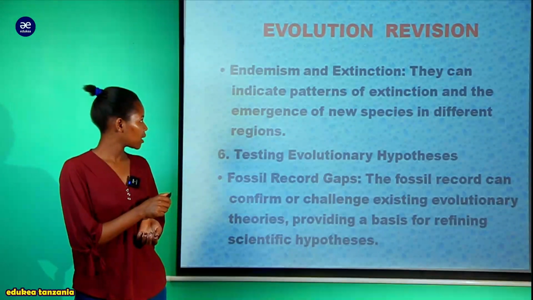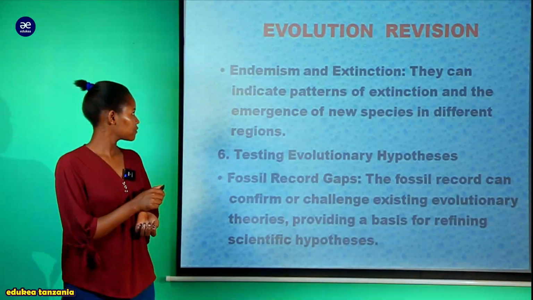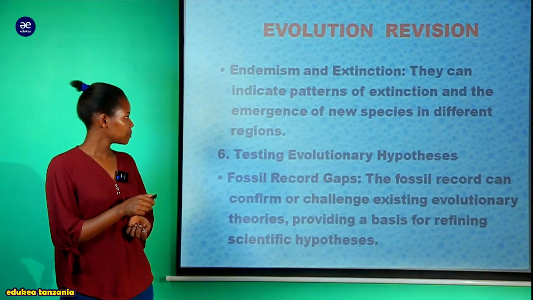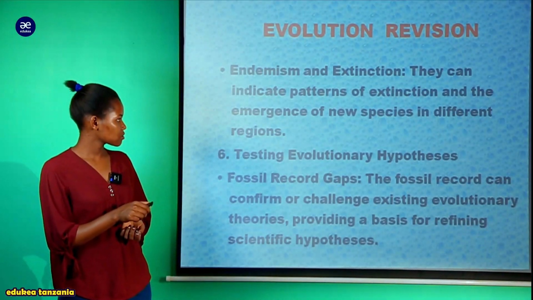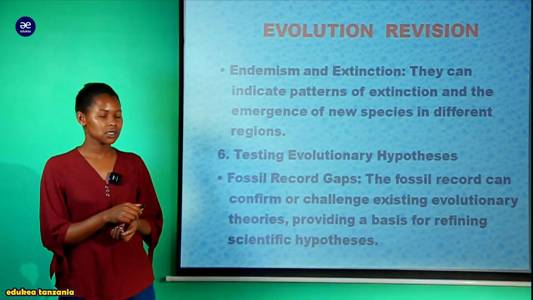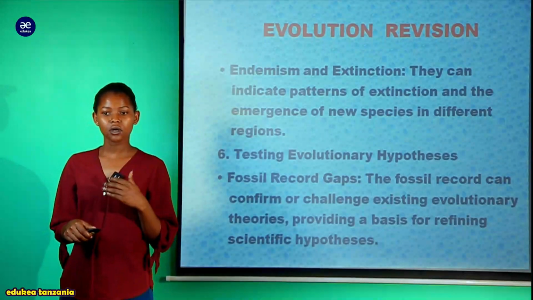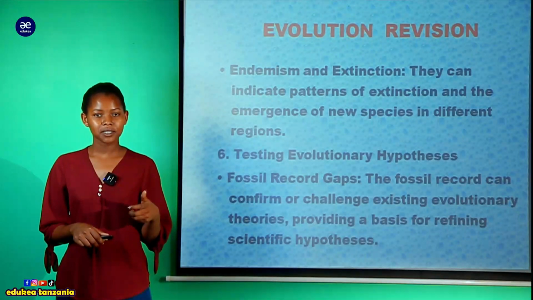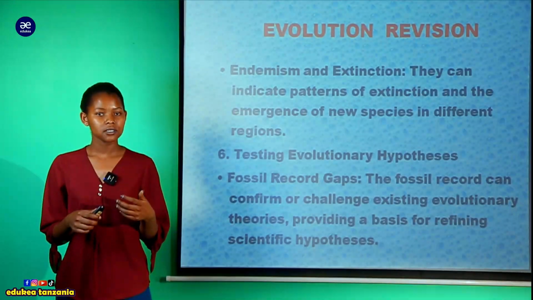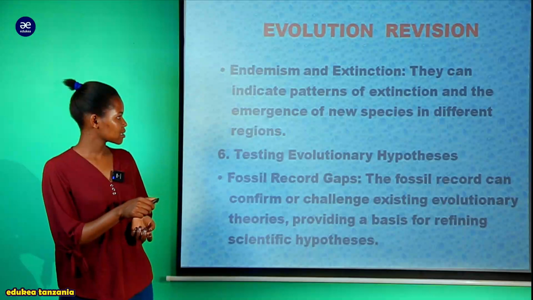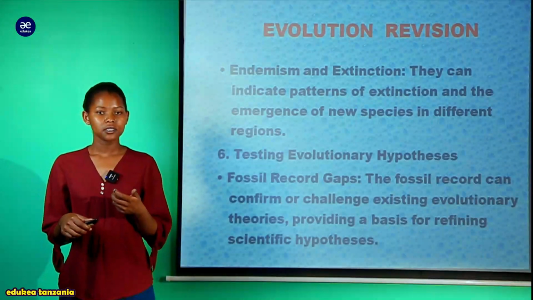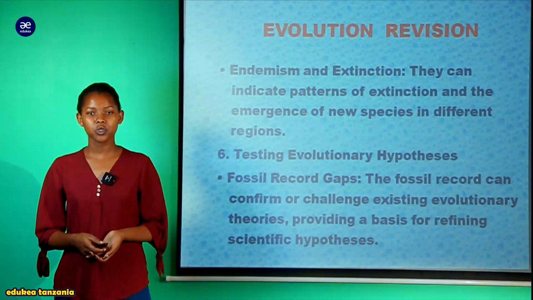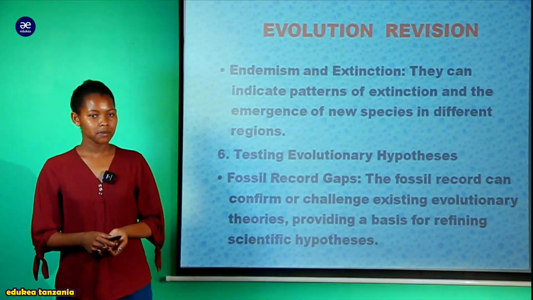Also on the biogeography you can see there is endemism and extinction. They can indicate patterns of extinction and the emergence of new species in different regions. Also in biogeography unaweza ukagundua, ukaangalia, ukasoma, ukajua kulikuwa kuna patterns gani za evolution na extinction ilikuwa inatokea. It means extinction inaweza ikatokea then evolution ikatokea kwa kuemerge new species. That is all about biogeography.